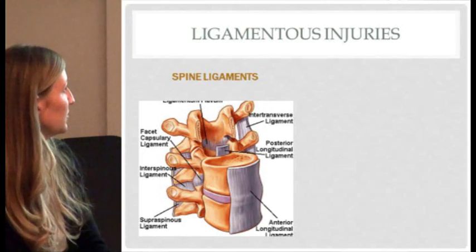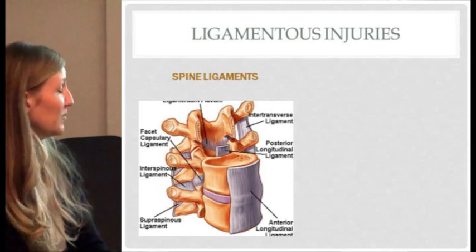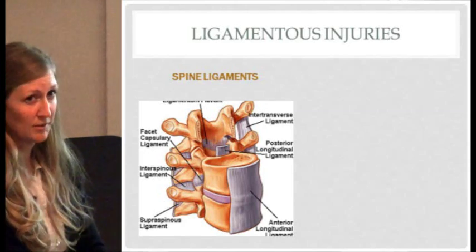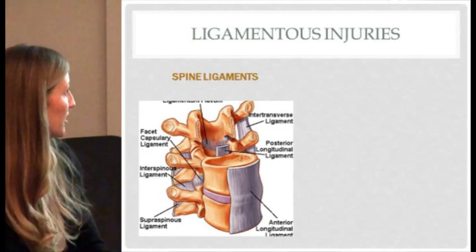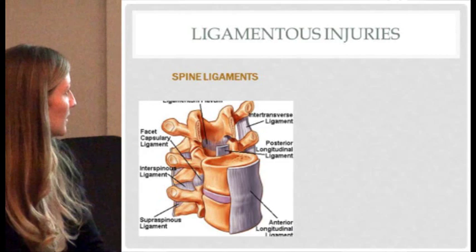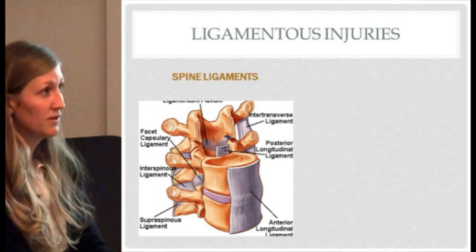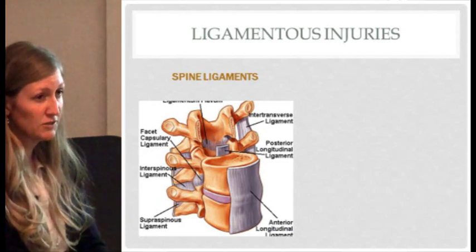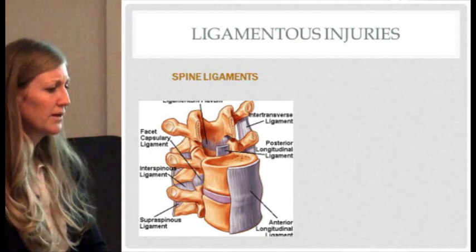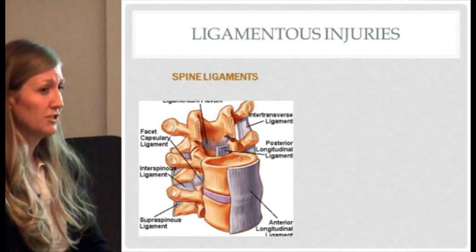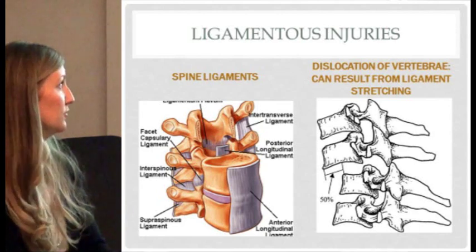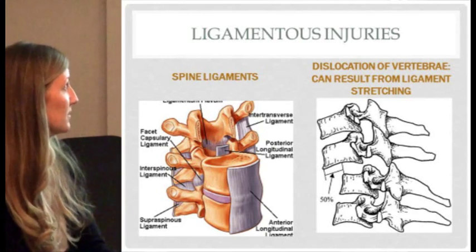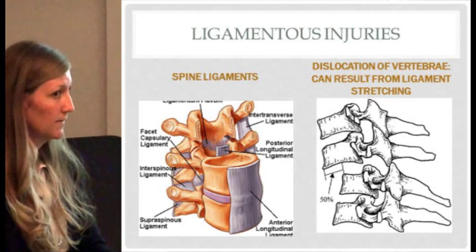So this is just showing you a slide of all the ligaments that are supporting the spine, and there are a lot of ligaments that make up our spine. And if those ligaments get stretched or torn, then you could have slippage of the bone into the spinal column, or into the spinal cord, or you could have stretching of the spinal cord itself. So that just kind of shows you maybe what a dislocation would look like.